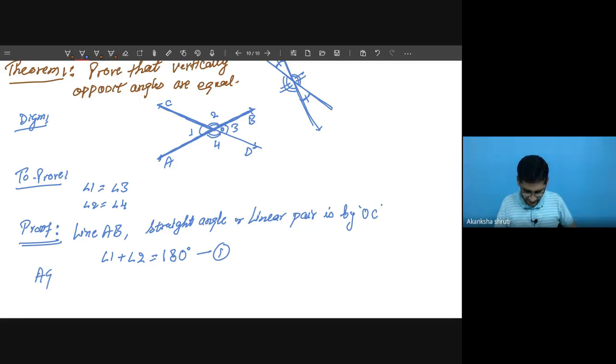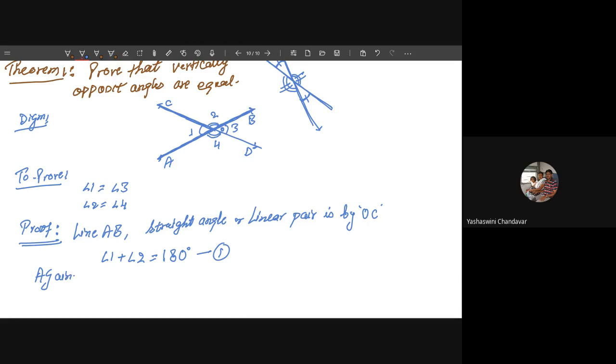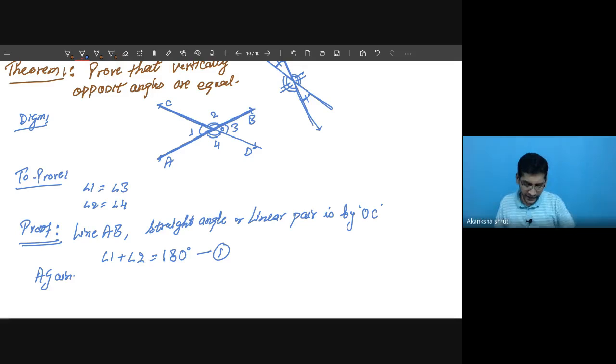Again, student, angle 4 is 180 degree. Again, you have to change the line. Student, this is the concept that you have to keep in mind. AB I have considered. Now you consider this as C and D because we want to correlate angle 2 and 3 now, so that 1 and 3 can be correlated to become common.